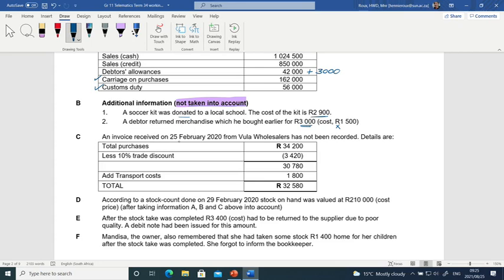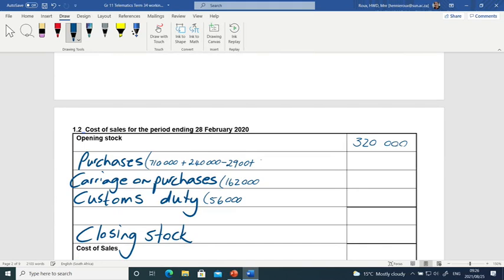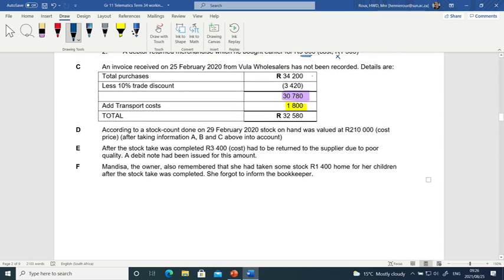Information C, an invoice that we received on the 25th of February has not been recorded. They give us the total purchases, less the trade discount. We know we don't make an entry for the trade discount, so we know purchases must increase with 37,80. And then they give us transport costs, and we know transport costs must be added to carriage on purchases. If this was the perpetual system, we would have entered the 32,580, everything in the trading stock account. But in the periodic inventory system, we have to distinguish between purchases and then carriage on purchases. So we have to add, let's go down to our calculation, the 3780 that we purchased, as well as the carriage on purchases that was not yet recorded. So we're done with information C.